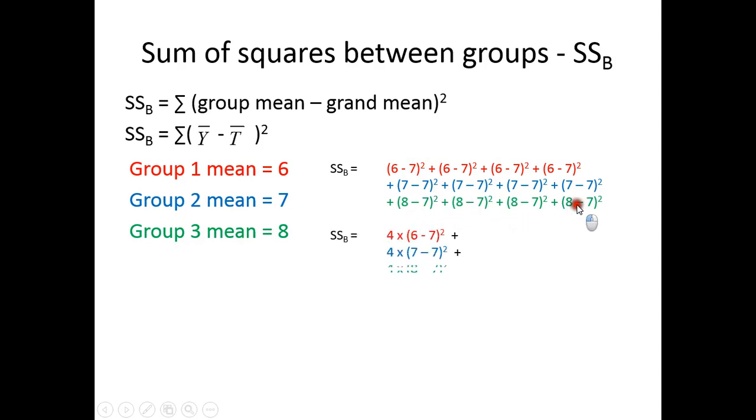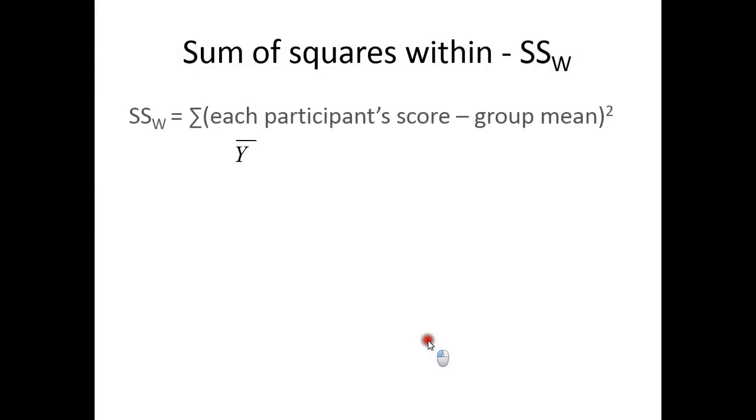So you get 4 times 6 minus 7 squared plus 4 times 7 minus 7 squared plus 4 times 8 minus 7 squared, which equals 4 times 1, because the difference was 1 and 1 squared is 1, plus 4 times 0, because 7 minus 7 is 0, plus 4 times 1, because 6 minus 7 is negative 1 and negative 1 squared is 1. So we end up with 4 plus 0 plus 4, which equals 8. So the sum of squares between groups is 8. You guys don't need to know how to calculate this for this unit. You just have to have an understanding of what's going on.